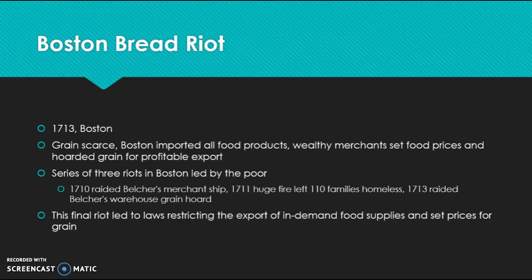And this final riot was actually successful in that there wasn't a punishment, but there were laws enacted preventing merchants from exporting low supply foods, and it also regulated prices. So they weren't allowed to drive up the prices and then ship them out elsewhere and get a high profit from them. They had to sell them locally in Boston.